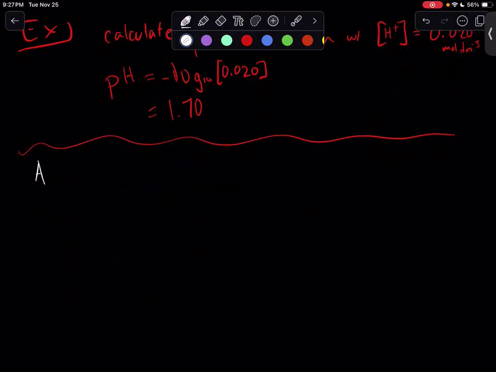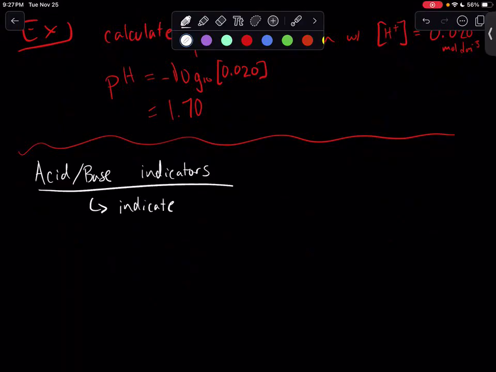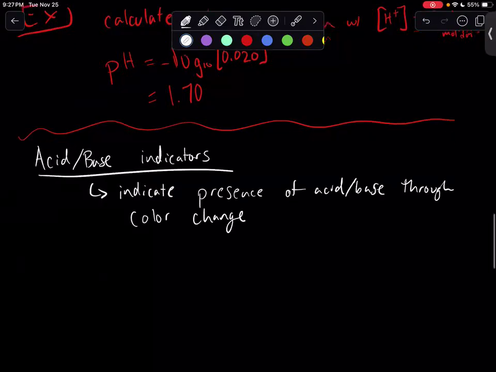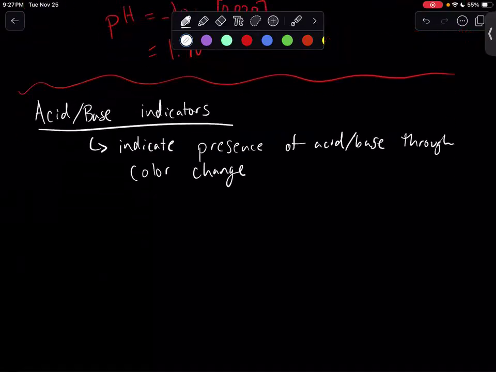Well, we often use things called acid or base indicators. So indicators do exactly what they say. They indicate the presence of acid or base, but they do it through color change. Indicators are usually going to be qualitative, meaning they'll just tell you whether something's acidic or basic, but we'll discuss that a little bit more in just a moment.